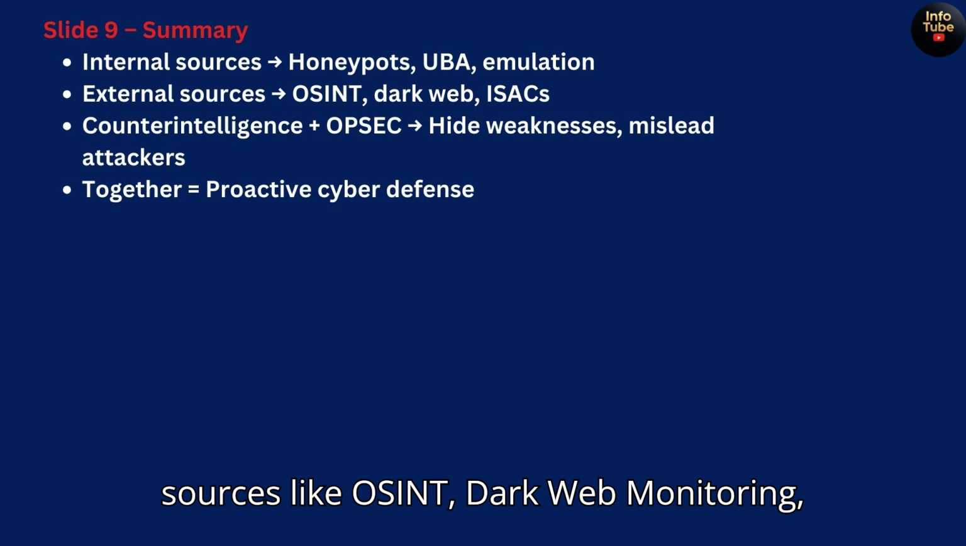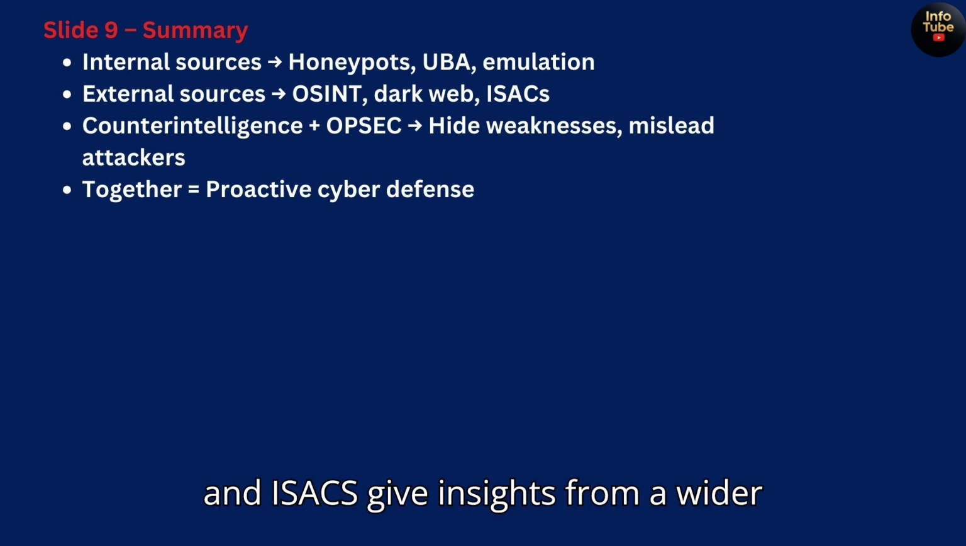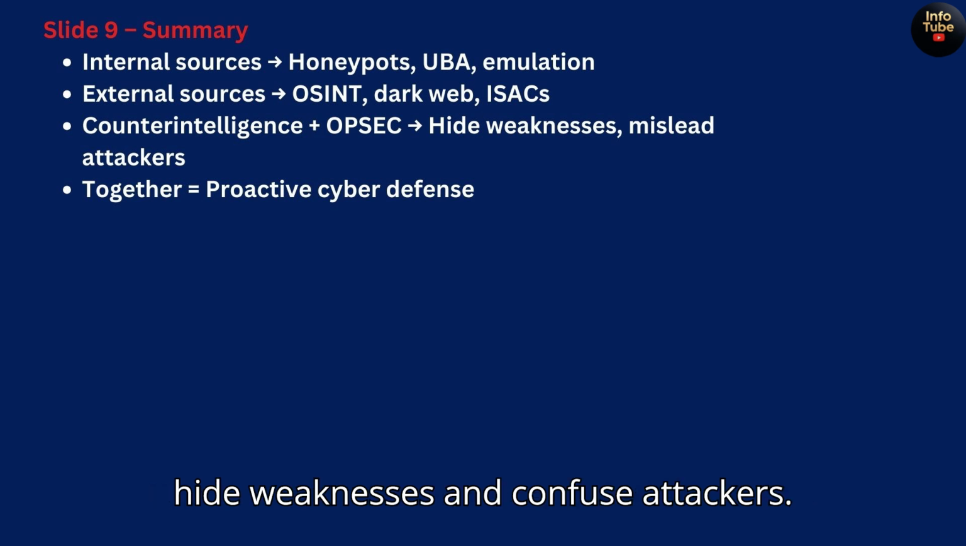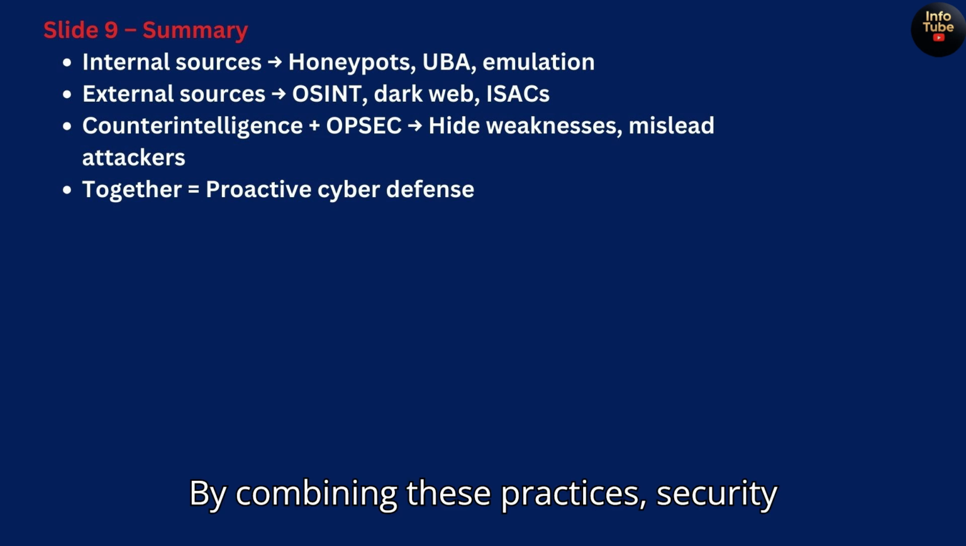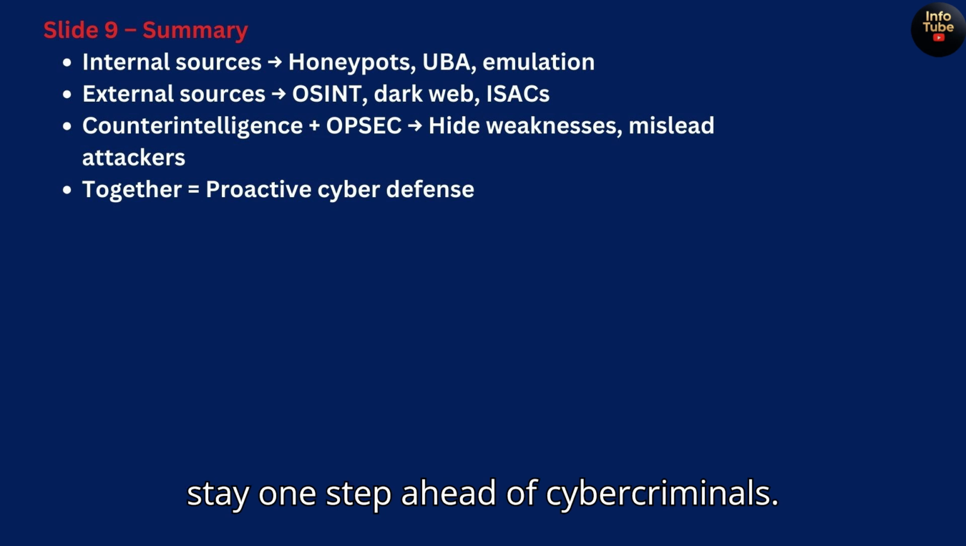External intelligence sources like OSINT, dark web monitoring, and ISACs give insights from the wider world. Counterintelligence and OPSEC help hide weaknesses and confuse attackers. By combining these practices, security teams can hunt threats proactively and stay one step ahead of cybercriminals.